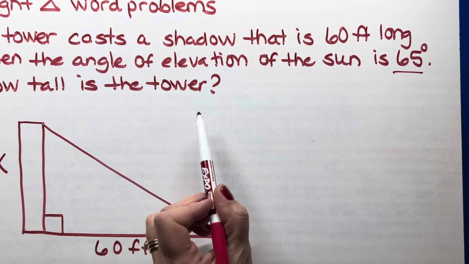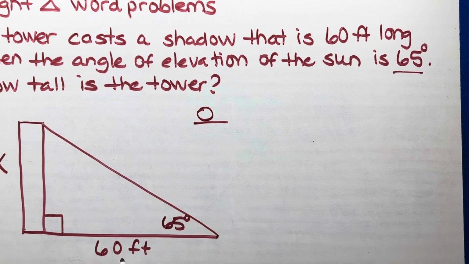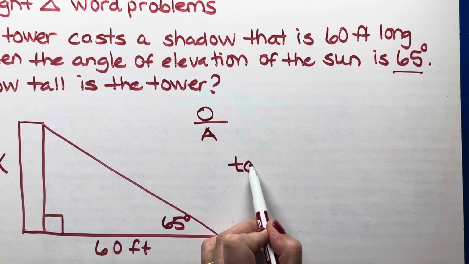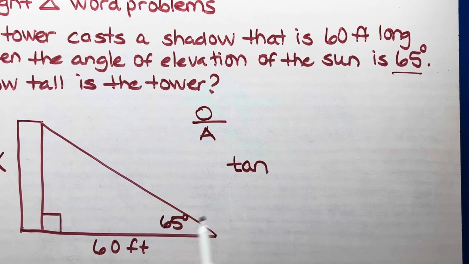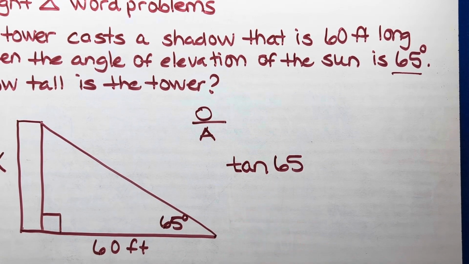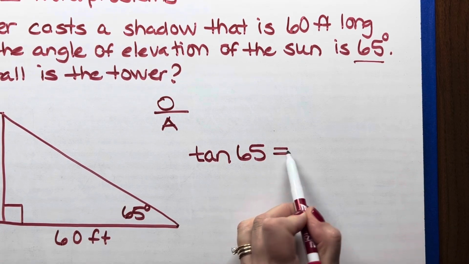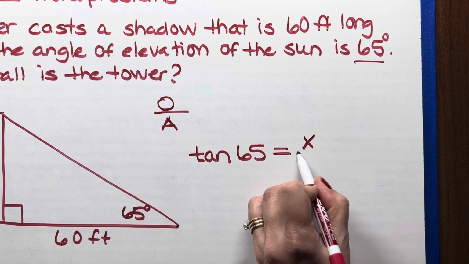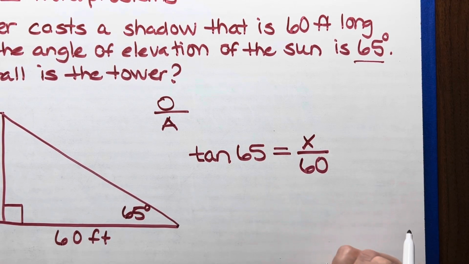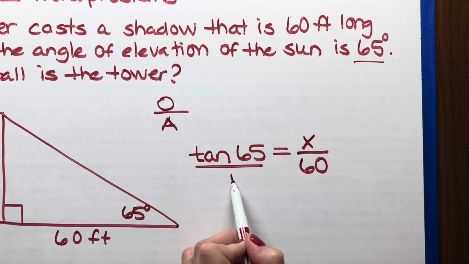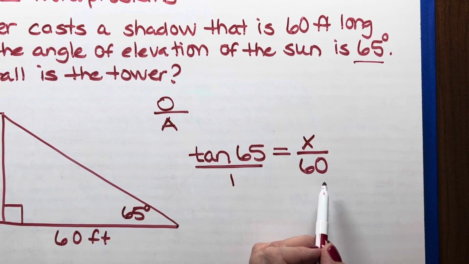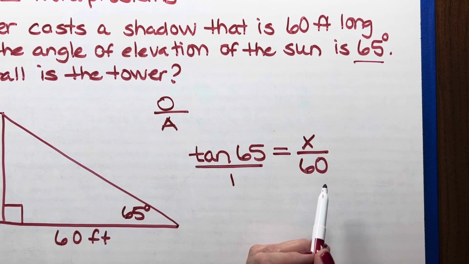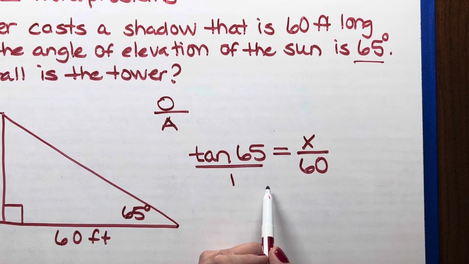So the x is the opposite, and the 60 is the adjacent. Opposite over adjacent tells me I've got the tangent. So I want to take the tangent of my 65 degree angle, and that is going to be equal to the opposite, which is x, over my adjacent, which is 60. Now, whenever I have a fraction in a problem, it will be easier to think about if I turn it into a proportion.